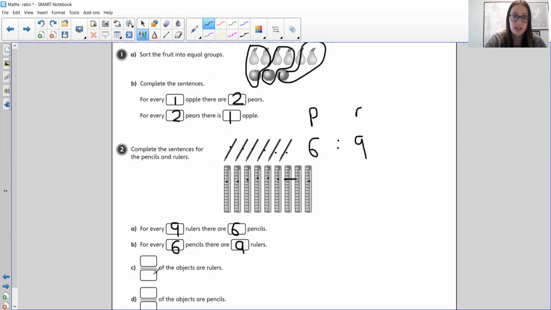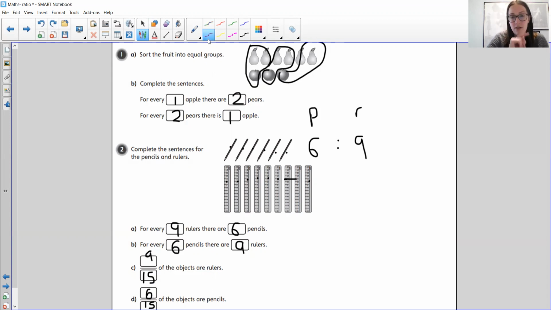Okay then, fractions then. What percentage of the objects are rulers? Well, I've got 6 parts pencils, 9 parts rulers, so my total would be what? Be 6 add 9, which is 15. So 9 out of 15 are rulers, which tells me that 6 out of 15 are pencils.